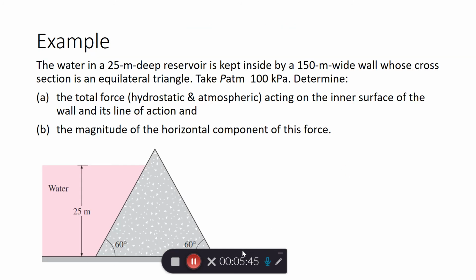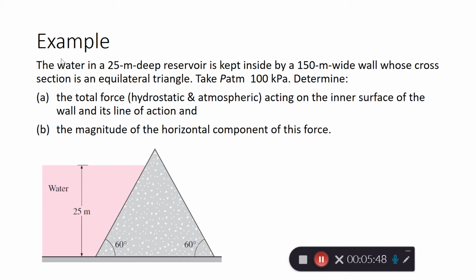Okay, so let's go to one example. Here we have water that is 25 meters deep in a reservoir. It's kept inside by a 150 meters wide wall whose cross section is an equilateral triangle. PATM is 100. Okay, pause. We have water and it is being kept here in this reservoir by a wall, and the height of the water is 25 meters, and it says that the cross section of the wall is an equilateral triangle.